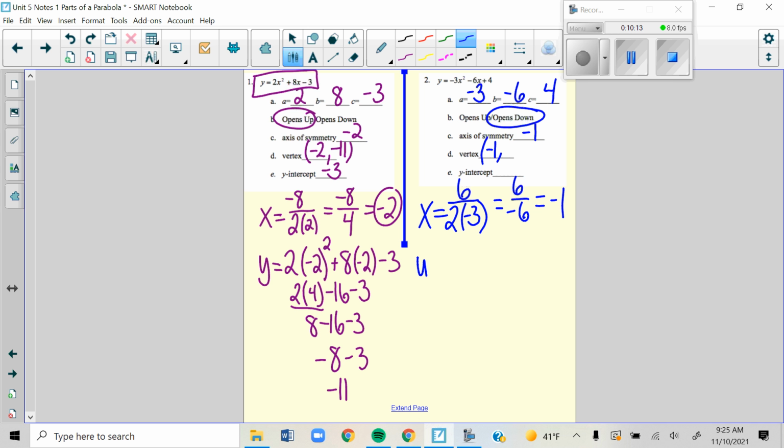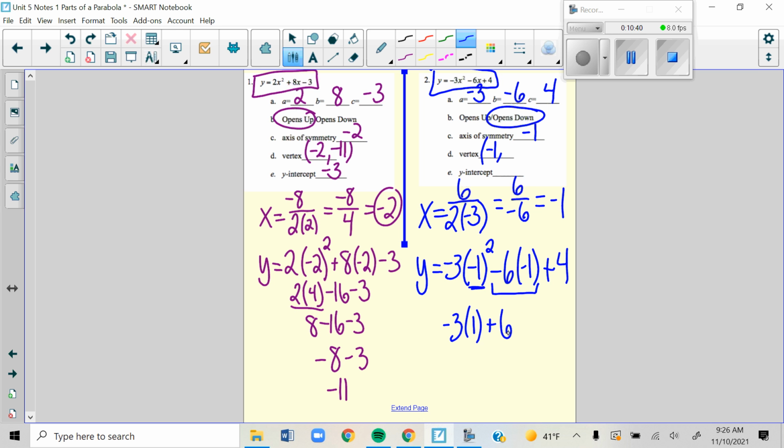Then to find our y-coordinate of our vertex, we're going to plug negative 1 back into our original quadratic function. So negative 3 parentheses negative 1 squared minus 6 parentheses negative 1 plus 4. All right, negative 1 squared is negative 1 times negative 1, so that turns into a positive 1. And negative 6 times negative 1 turns into a positive 6.